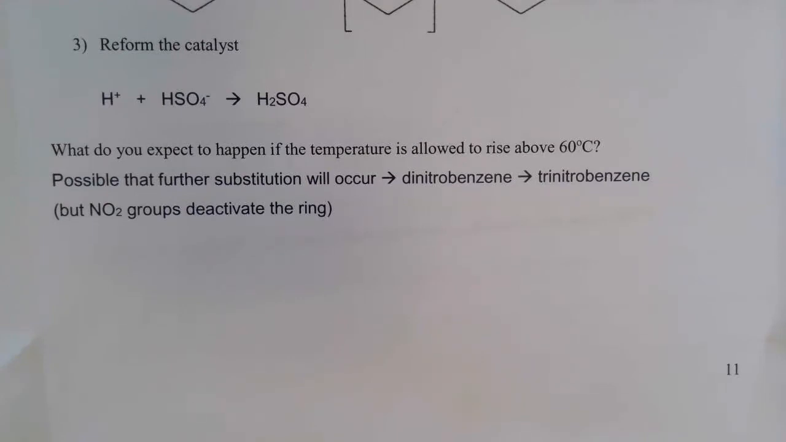So controlling the temperature in these reactions is really important. Our conditions are that we heat under reflux at 55 degrees Celsius. If we allow the temperature to rise too much, for example above 60 degrees Celsius, it's possible that we'll get further substitutions onto the ring. So we could get dinitro or even trinitrobenzene as a product.